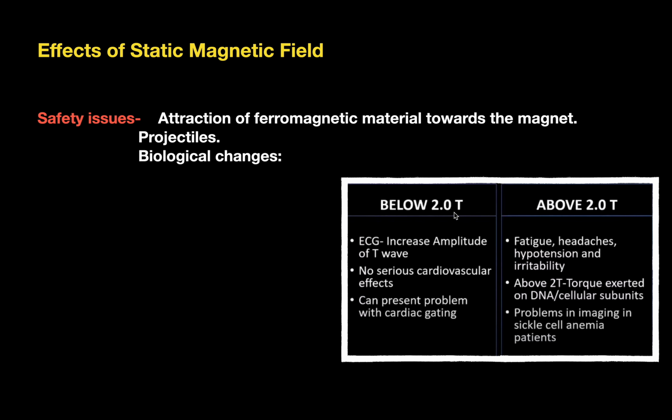If it is below 2 Tesla, then there can be an increase in amplitude of T waves, no serious cardiovascular effects, and there can be problems with cardiac gating. And if it is above 2 Tesla, then there can be chances of fatigue, headache, hypertension, irritability. There can be problems with sickle cell anemia patients. So these are the effects of static magnetic field.